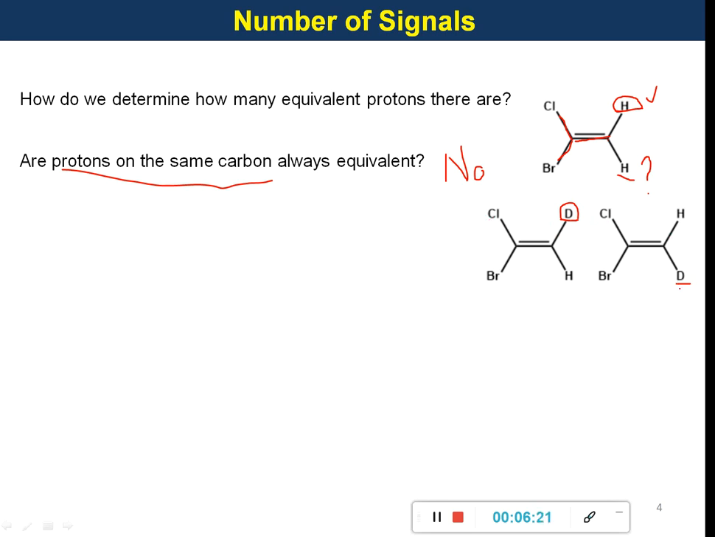trans to bromine and cis to chlorine. In the second compound, the deuterium is cis to bromine but trans to chlorine. So these two molecules are different. That indicates that these two protons are non-equivalent. This is how you have to first determine whether the protons are equivalent or not. This is the best way to find out whether the protons are equivalent or not.